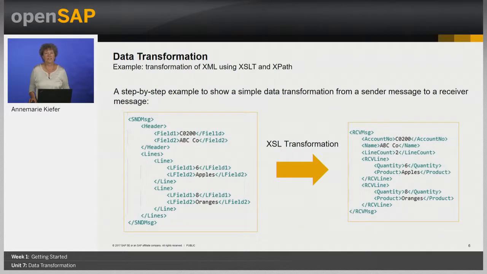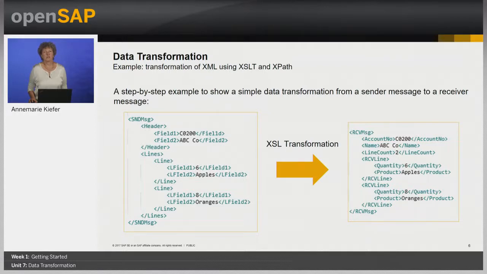Let's look at an example of XSL transformation. It is a very simple example. We will convert the sender payload XML into a receiver message. The sender message has a structure with header and lines as nodes. The receiver message has a different structure with a new element and with other names and a flatter structure.